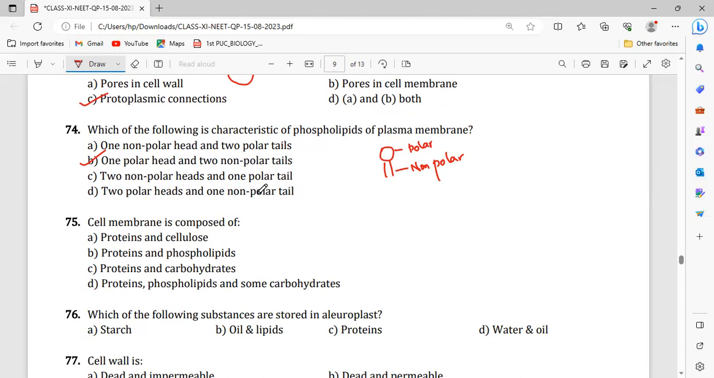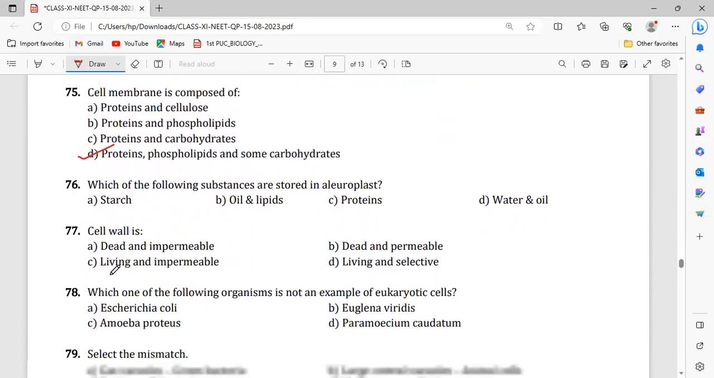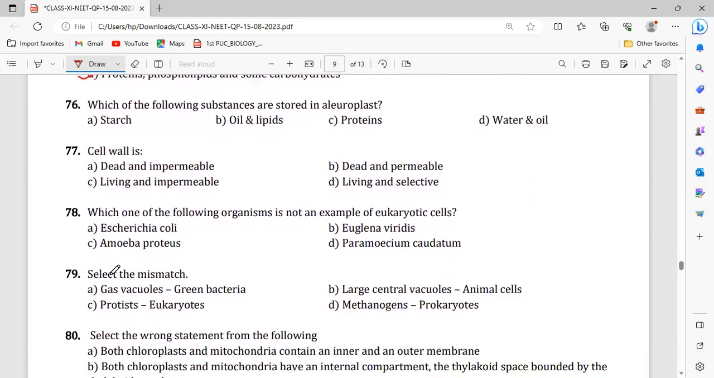75. Cell membrane is composed of. It is actually having proteins, phospholipids, and some carbohydrate sugars. 76. Which of the following substances are stored in aleuroplast? Aleuro refers to protein. It is a type of leucoplast. So which will store proteins.